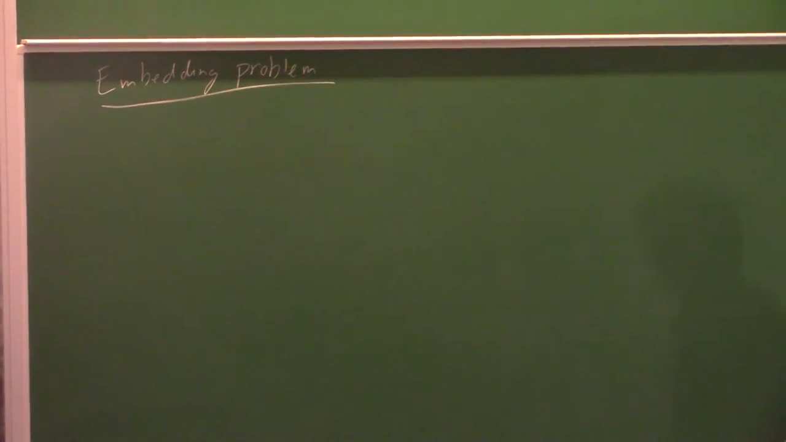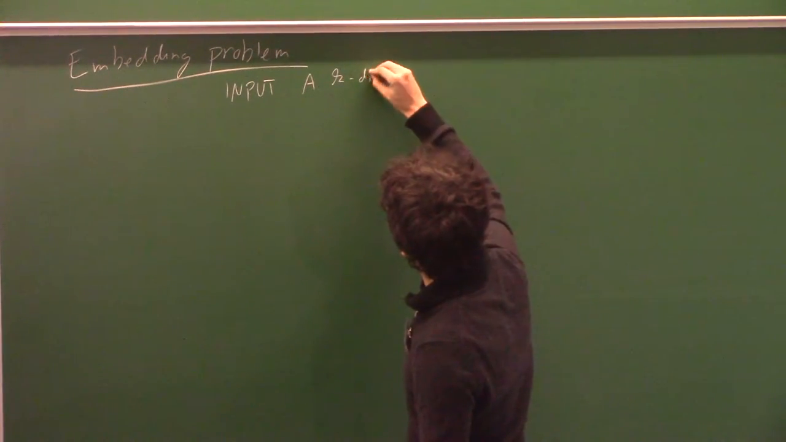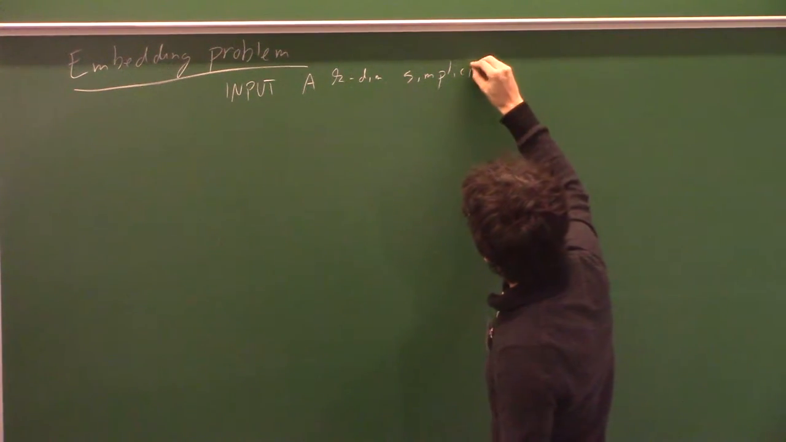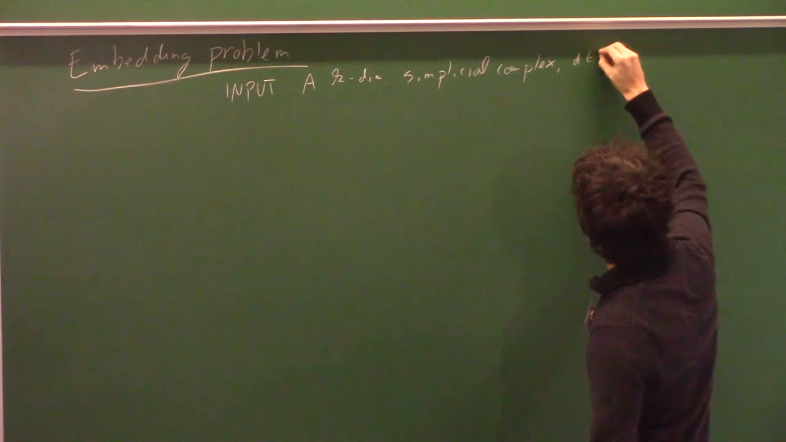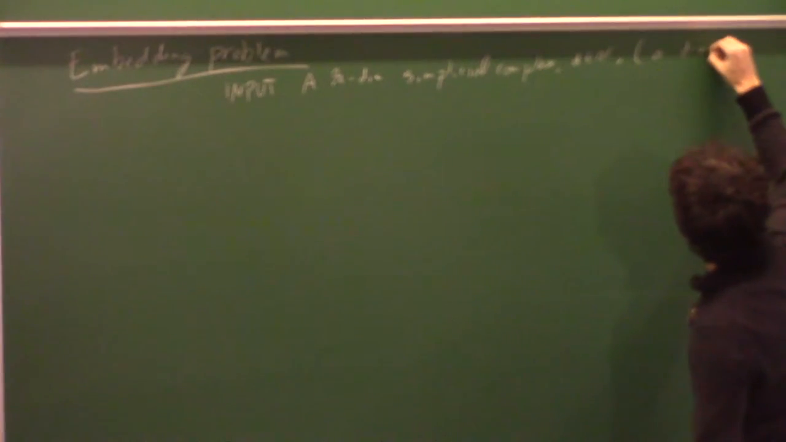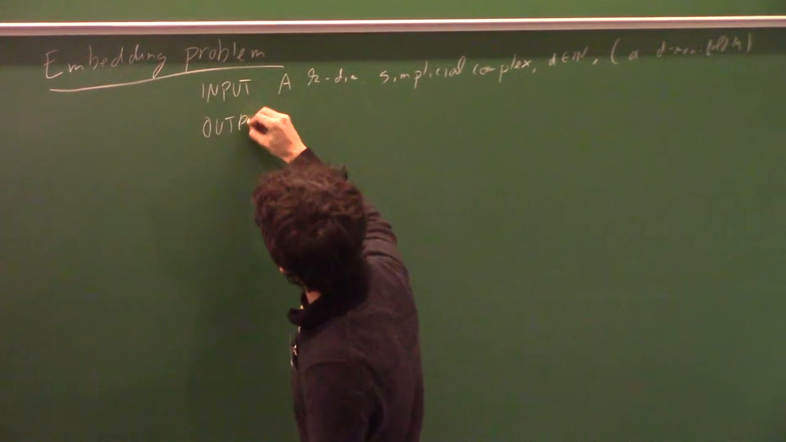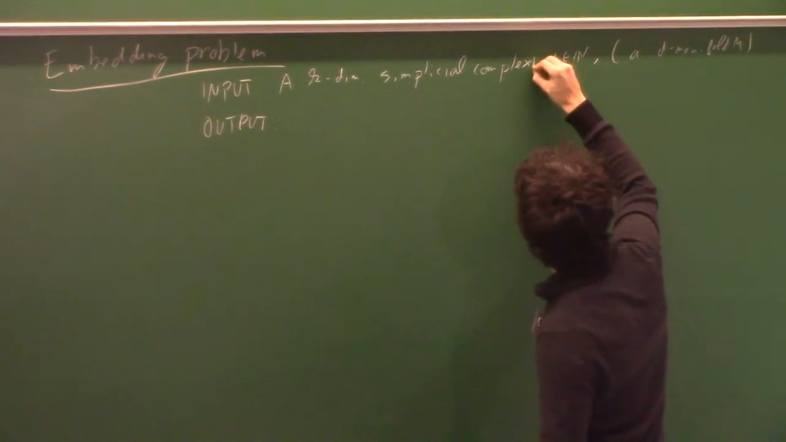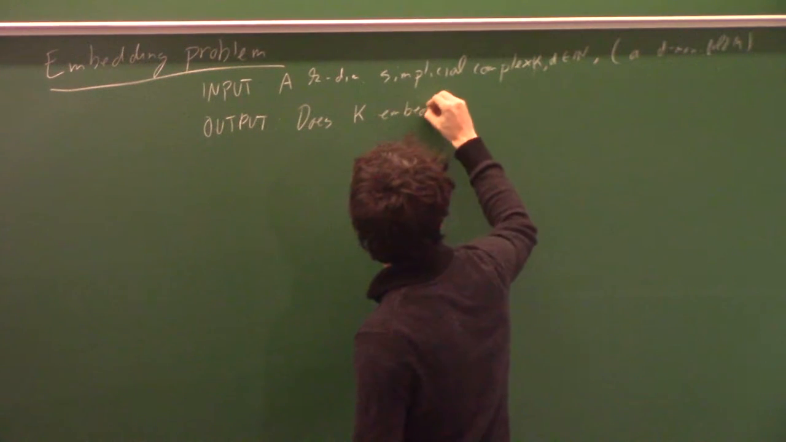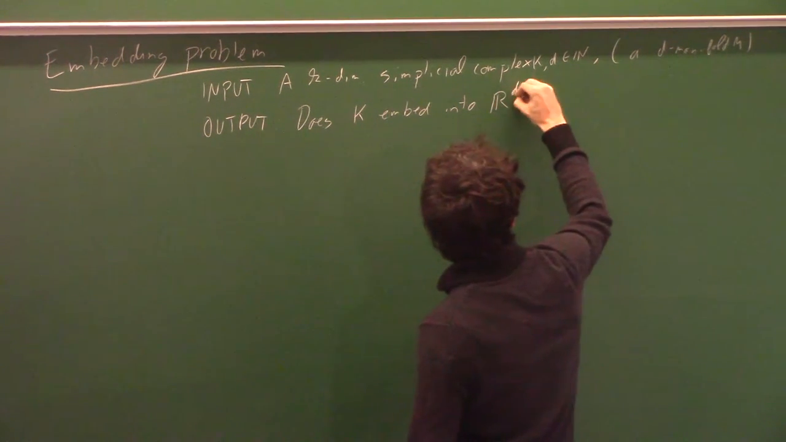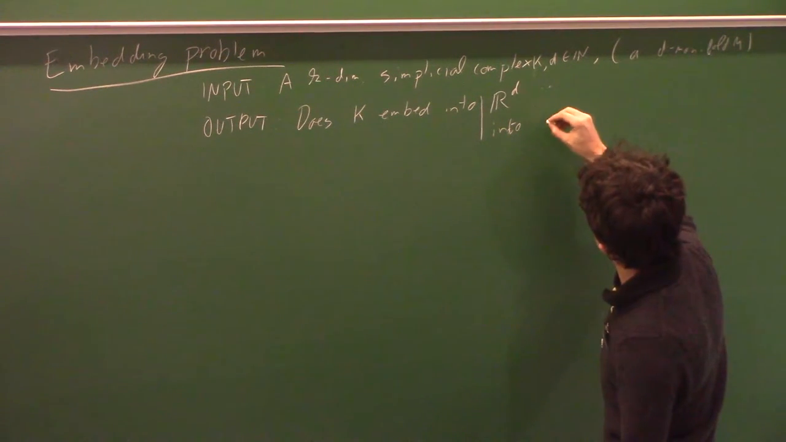So what is a typical embedding problem? Well, as an input to your computer, I give you a k-dimensional simplicial complex, an integer D, and maybe a D-manifold. And I want to know whether, let's call this one K, whether K embeds into R^D. Or maybe if I give you the three-manifold, the D-manifold, I will ask whether it embeds into M.